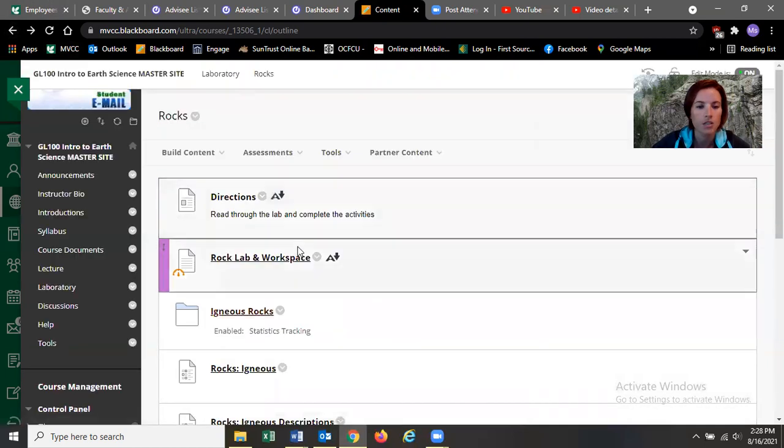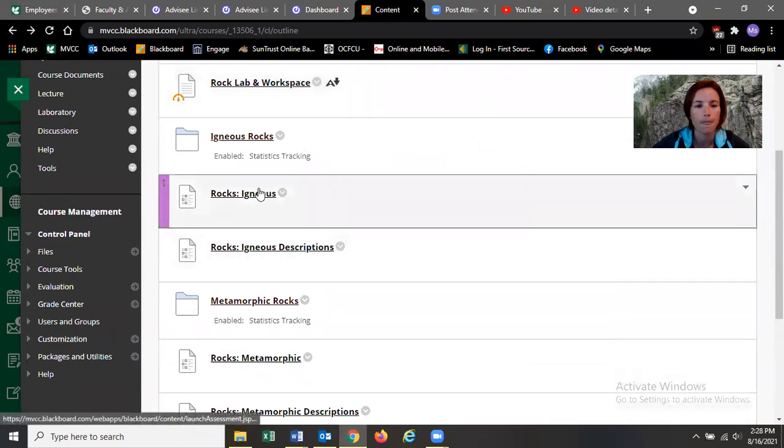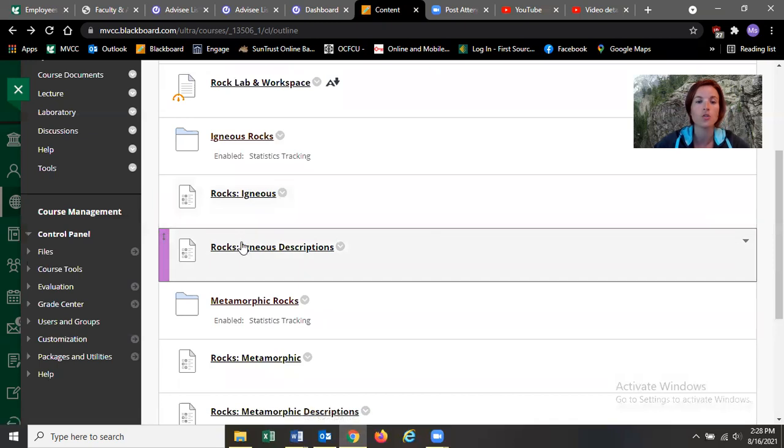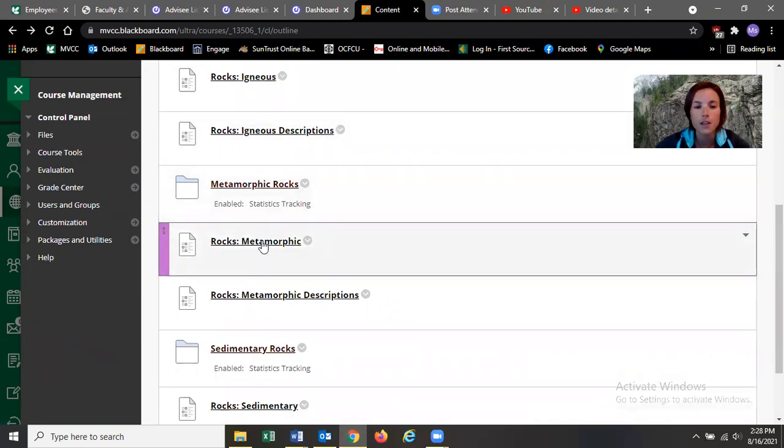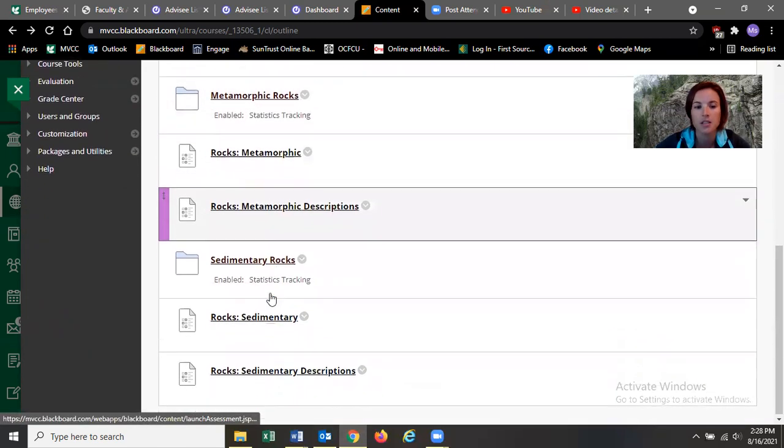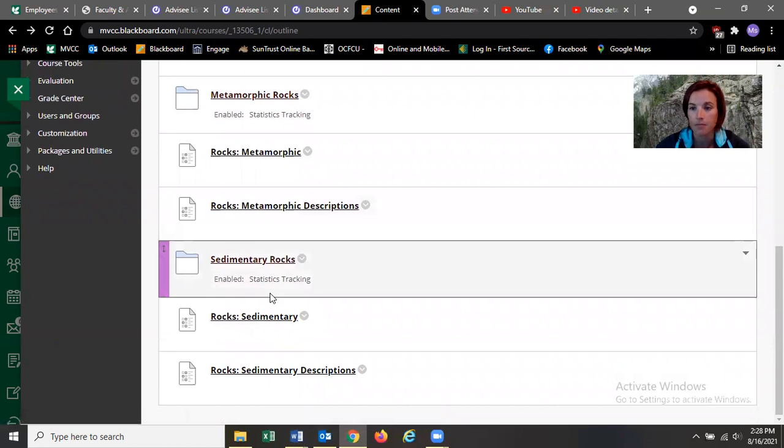We'll look at the other category. So you're going to fill out the chart in this activity link, and then you're going to do your descriptions. I have them separate on purpose, okay? And then metamorphic rocks, fill in your chart, do your descriptions, and so on, and that's the lab, okay?